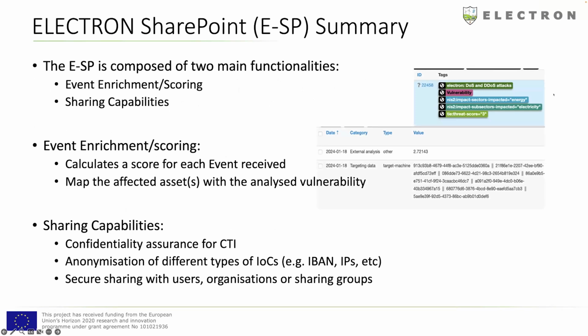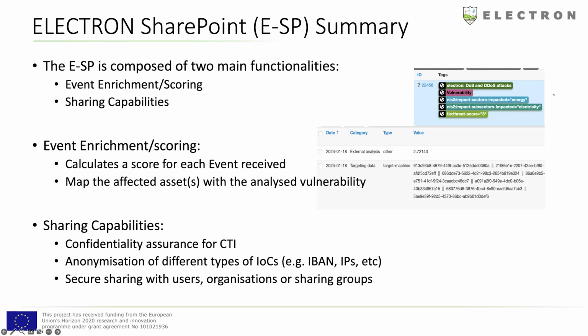So let's jump into the SharePoint. SharePoint is a component of the Electron framework. We work hand in hand with the Threat Explorer, basically, to come up with this solution. The SharePoint itself has two main functionalities, basically the sharing and the enrichment of the event with the score calculation that Risto already mentioned. So the enrichment and scoring means that we calculate a risk or threat level score based on different heuristics that we managed to get from the vulnerability objects from the MISP event.